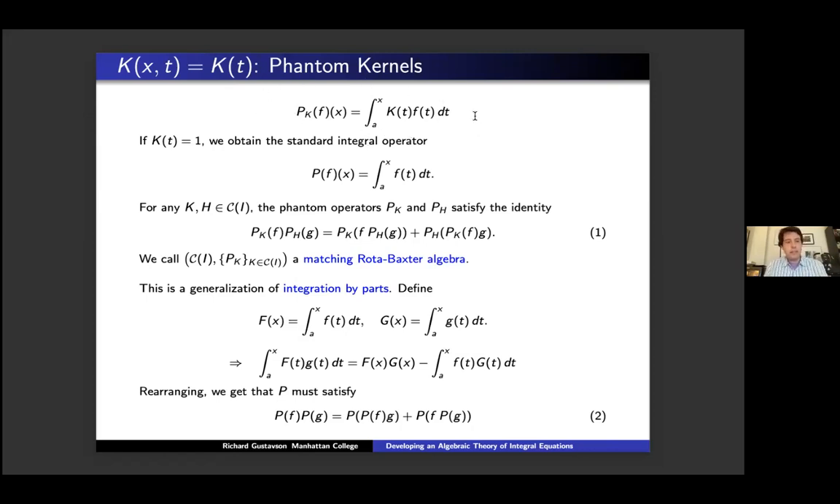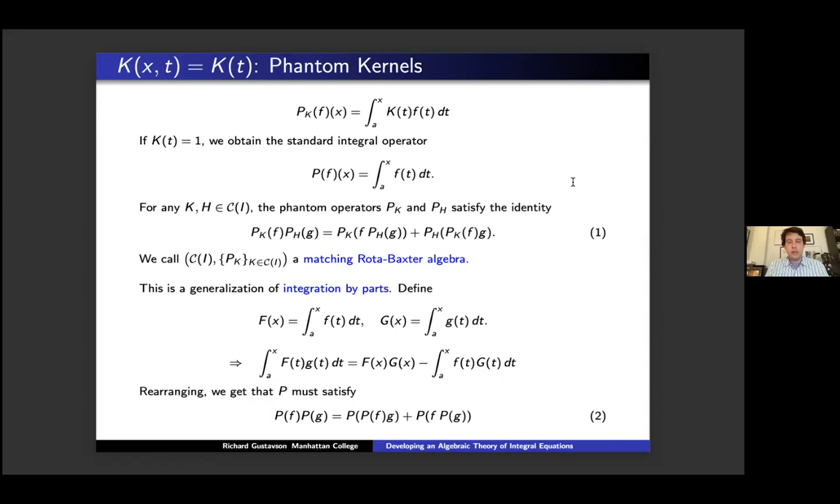And a specific case of this is when the kernel is trivial, it's just 1, and then we get the standard integral operator. It turns out that for any two continuous functions, k and h, for any two phantom kernels, then the phantom operators, P_k and P_h, satisfy this identity 1 here. And this identity, we call a matching Rota-Baxter identity. And the algebra of continuous functions together with all of these phantom kernels, we call a matching Rota-Baxter algebra.